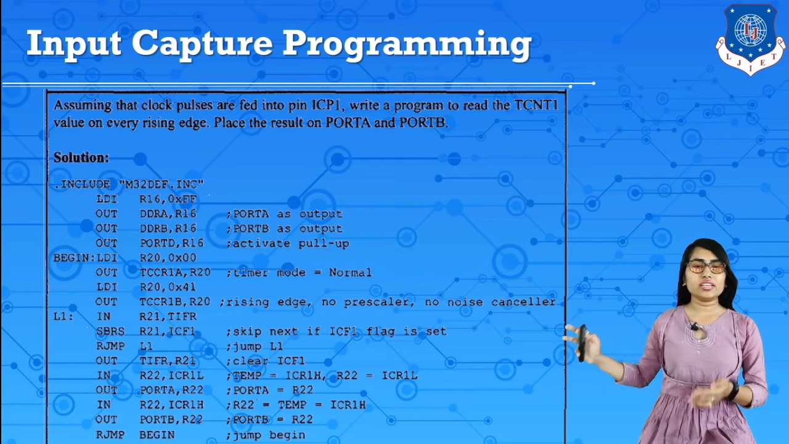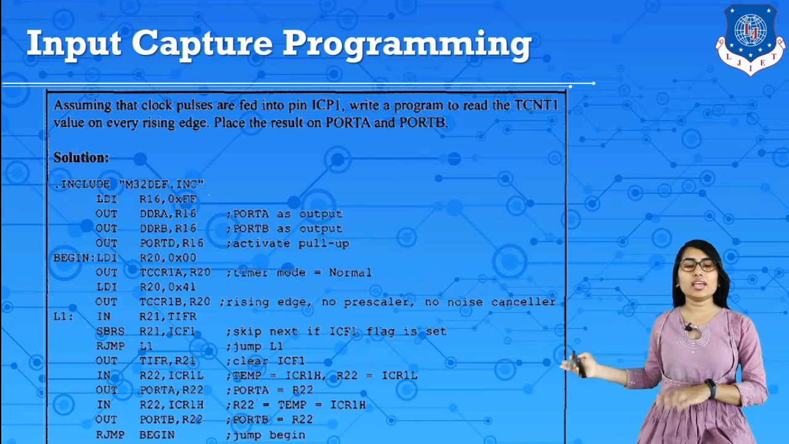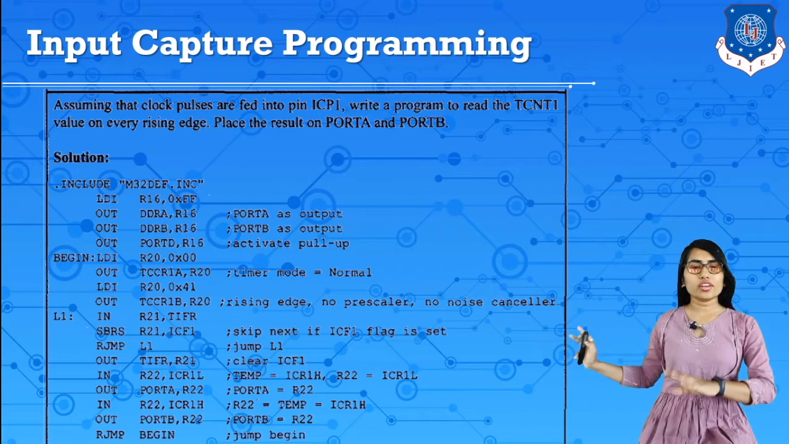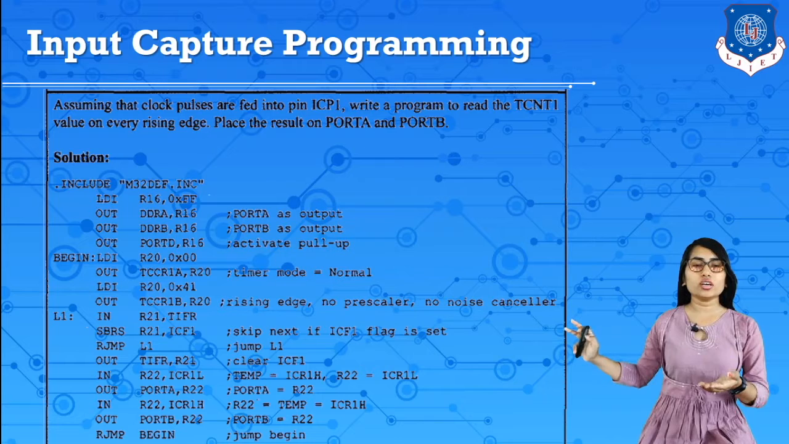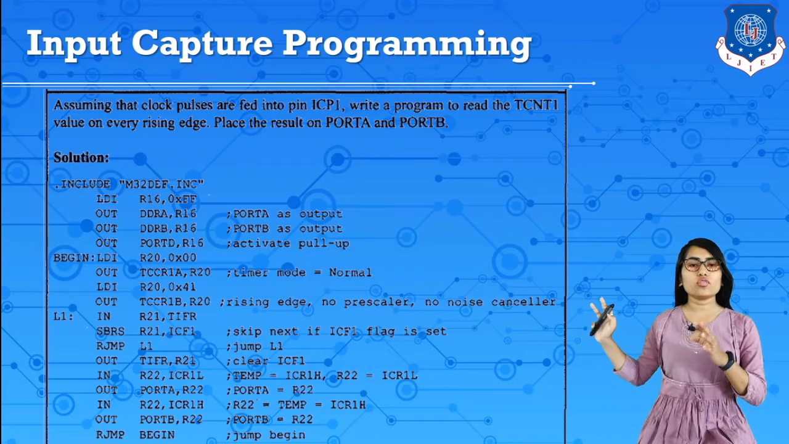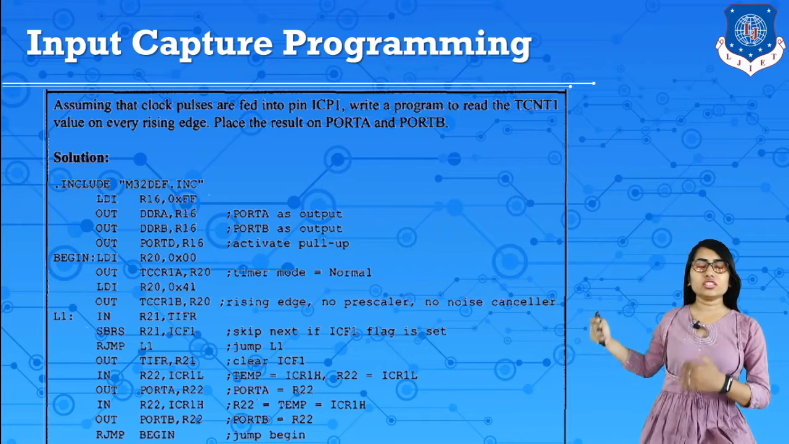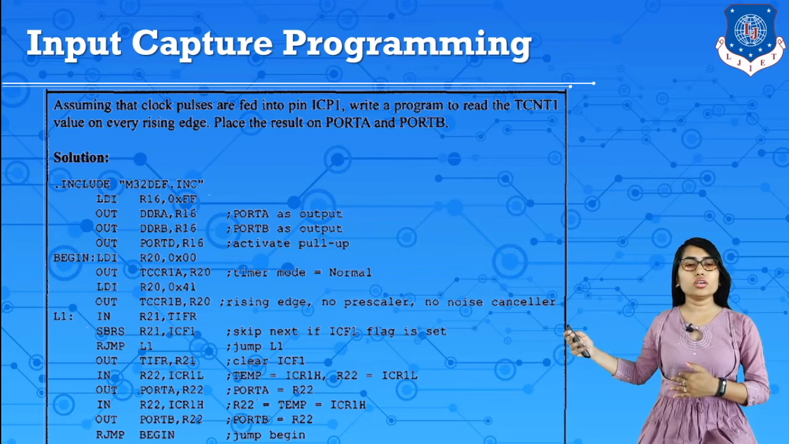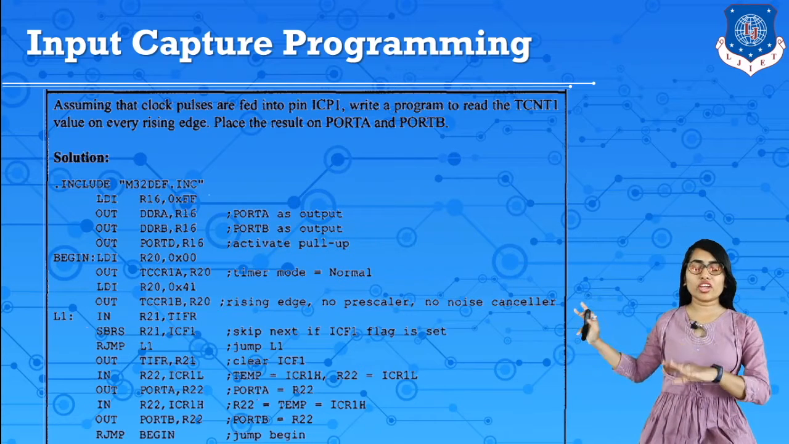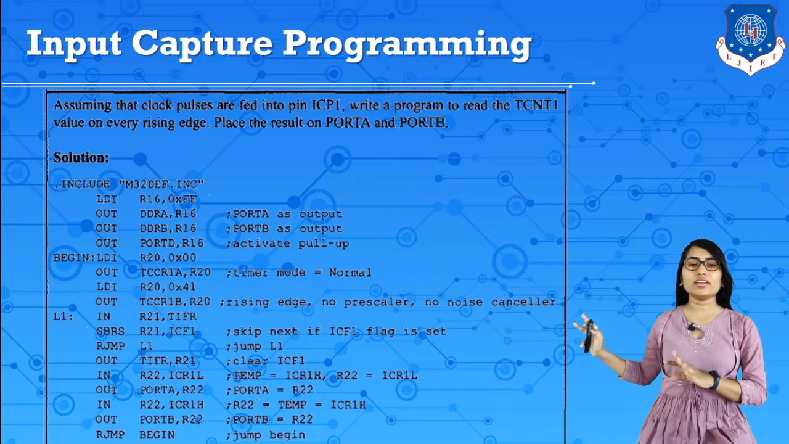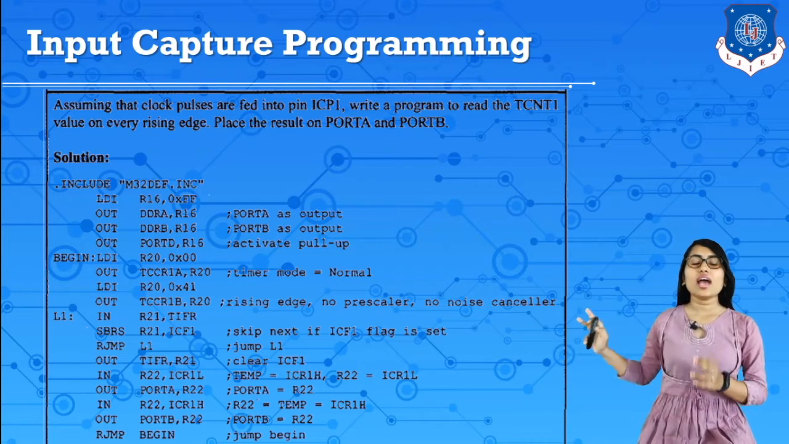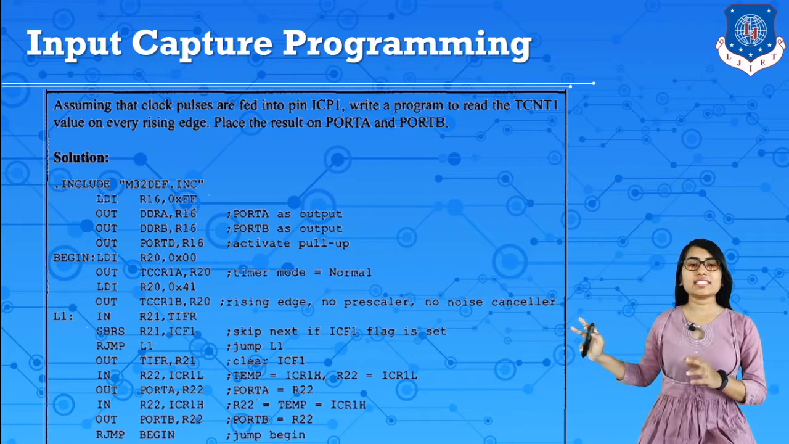So here in R22, ICR1L and ICR1H are copied. Whatever the value of R22 is sent over port A, and the other value is sent over port B. So whatever the value of ICR1L is copied in R22 and it goes to port A. So port A is equal to ICR1L, that means the ICR1 low byte, and here the ICR1 high byte.